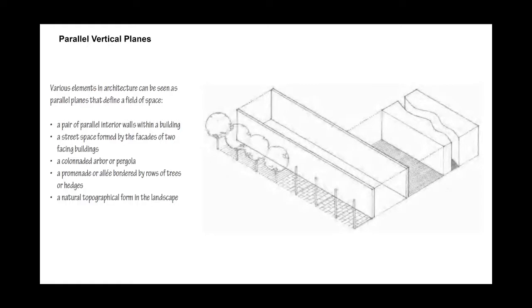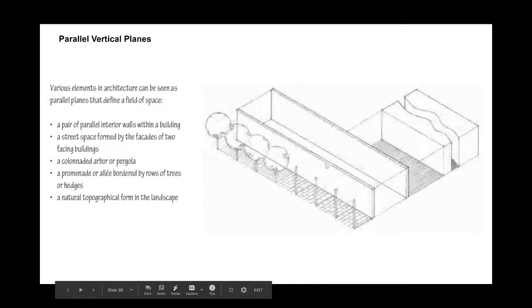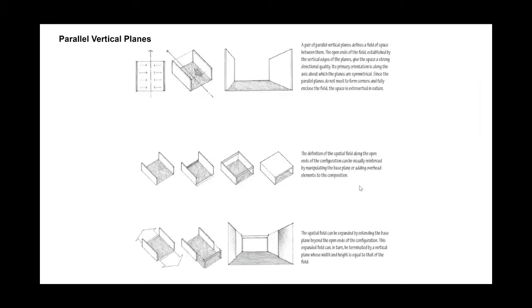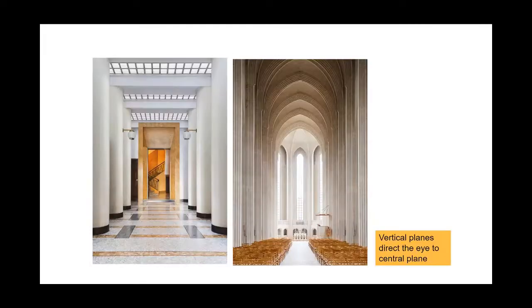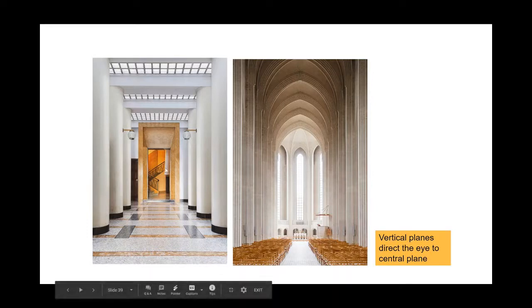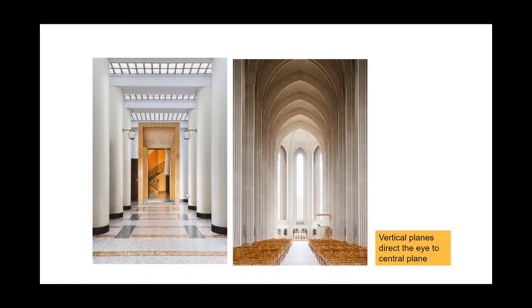So a pair of parallel interior walls within a building. And then you have your street. It depends on the application of your elements. Okay, so these are vertical planes that direct to the central plane. You have your vertical columnar support, which draws your eyes into this central plane. So this is widely used in religious places of worship.